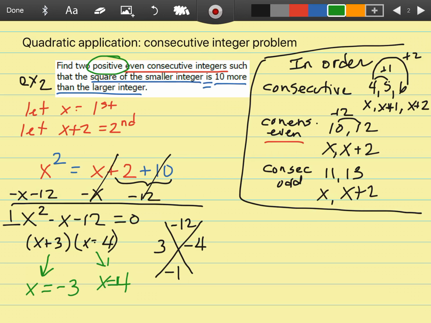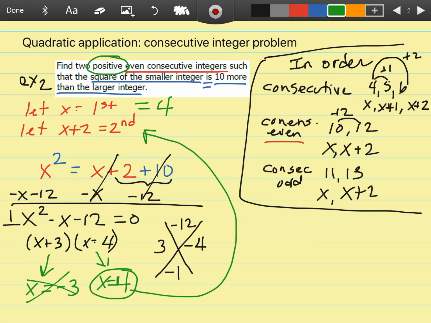Okay? Now, we did want to keep the positive solution only. That's what the word problem said. So we're going to ditch that -3. And now we're going to find what are our two integers. So I take this and I plug it in up here. Well, x equals 4. Okay, and then what is 4 plus 2? That is 6. So those are my two numbers, 4 and 6. And that's it.